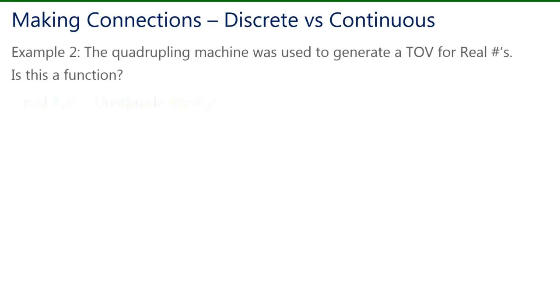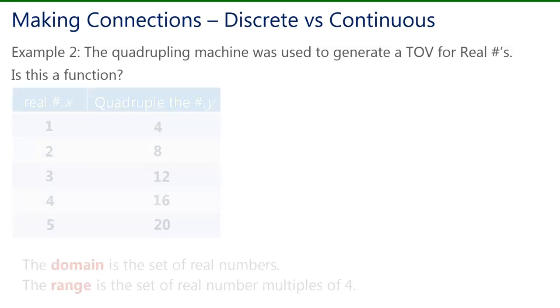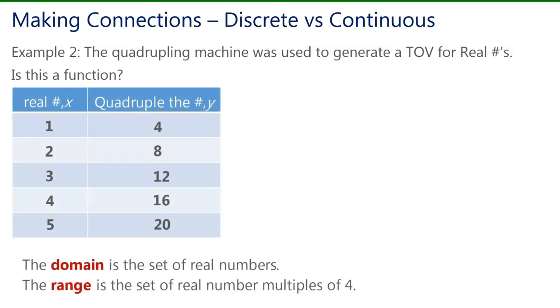Here's a second example. The quadrupling machine was once again used to generate a table of values for real numbers. Is this a function? Here's a table of values. It looks very similar, except now the left column, still representing x, now represents real numbers. So the domain is the full set of real numbers. The range is the set of real number multiples of 4.